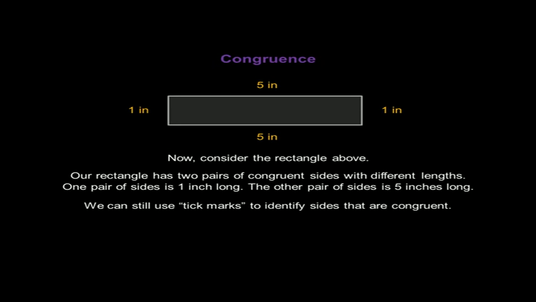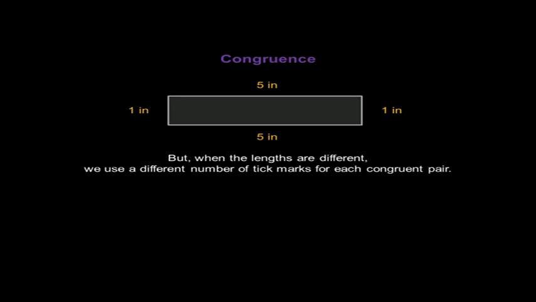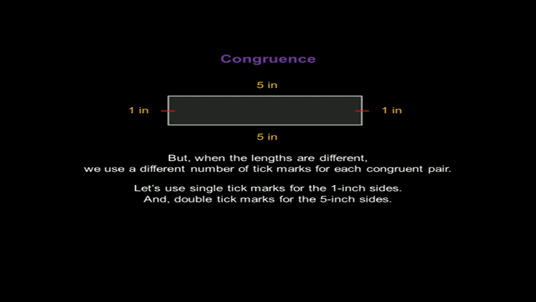We can still use tick marks to identify sides that are congruent, but when the lengths are different, we use a different number of tick marks to indicate each congruent pair. Let's use single tick marks for the 1 inch sides, like this, and let's use double tick marks for the 5 inch sides, like this.